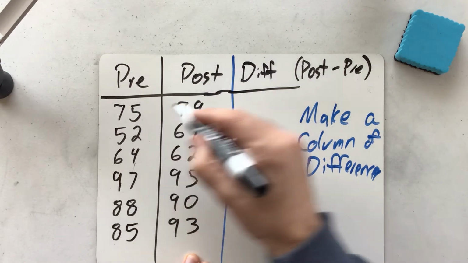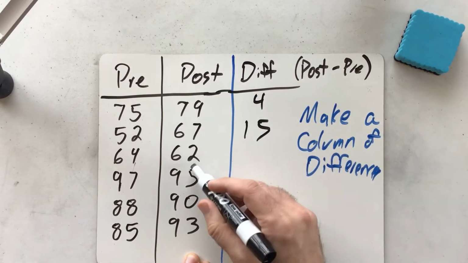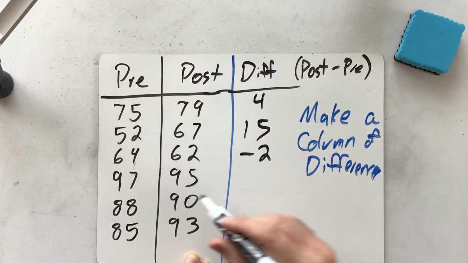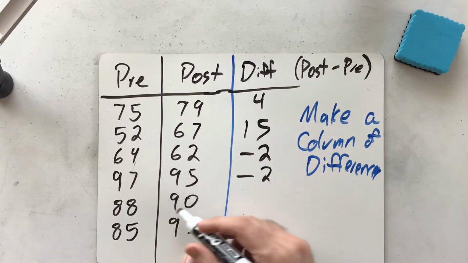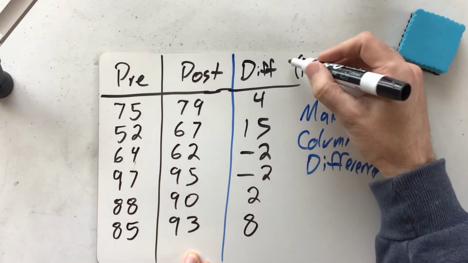And so 79 minus 75 is 4. Looks like I have 15 here. Negative 2, because that one actually went down. Negative 2 again, because that one went down. That one's a positive 2, and that one's 8.